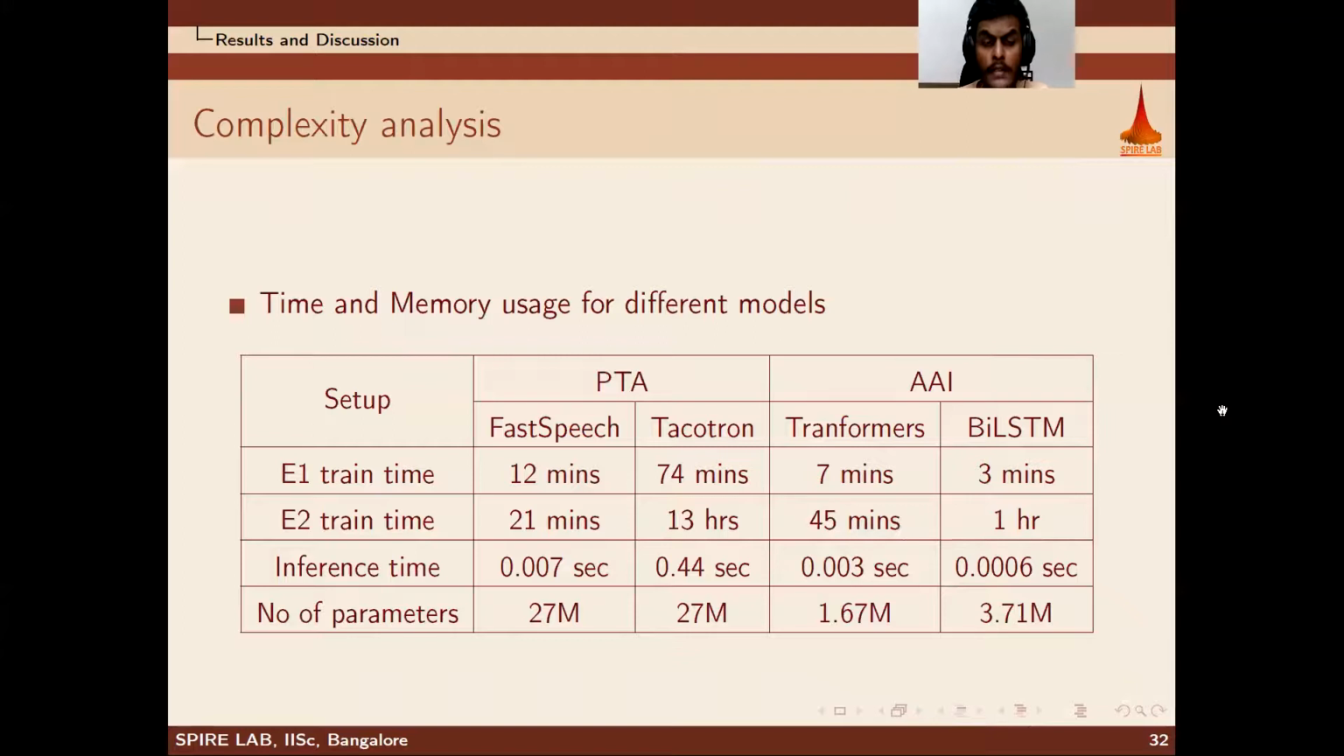Now, if you look at the complexity analysis for these models, so first of all, looking at PTA, we see that just by looking at the training time, FastSpeech is performing a lot better compared to Tacotron, especially in setup E2, where FastSpeech takes only 21 minutes to converge, whereas Tacotron takes 13 hours. And if you look at inference as well, FastSpeech has benefits. Now we can also look at the number of parameters involved in both these models. We find that PTA needs a lot more parameters to learn this mapping, that is 27 million parameters, whereas AAI needs only like 1 or 3 million parameters to learn the mapping.